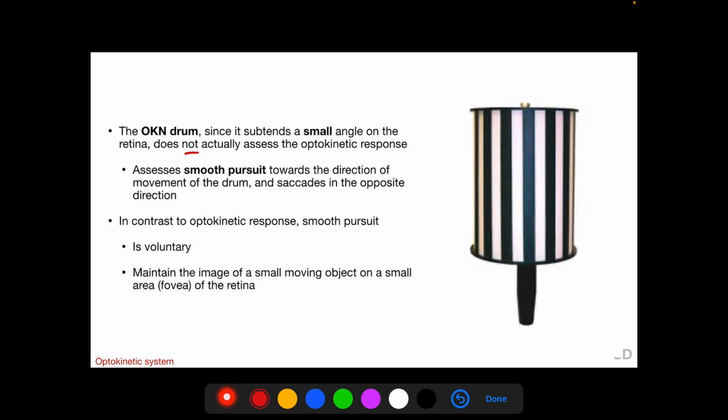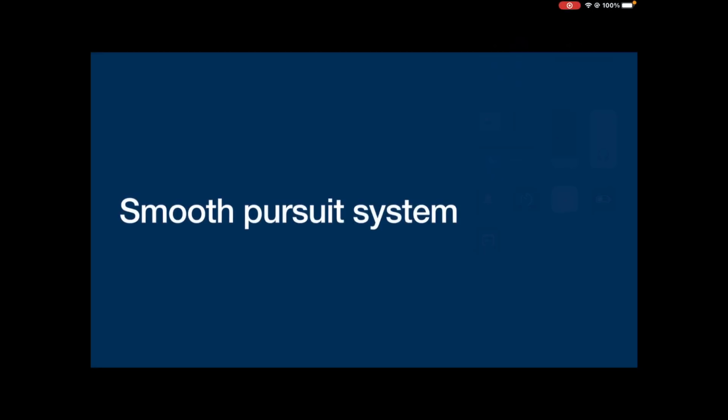It actually assesses the smooth pursuit towards the direction of movement of the drum and corrective saccades in the opposite direction. In contrast to the optokinetic response, the smooth pursuit is voluntary in nature, and it maintains the image of a small moving object on only a small area, the fovea of the retina. Next we come to the smooth pursuit system.